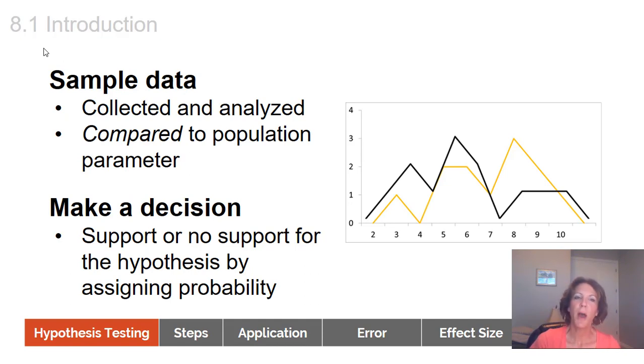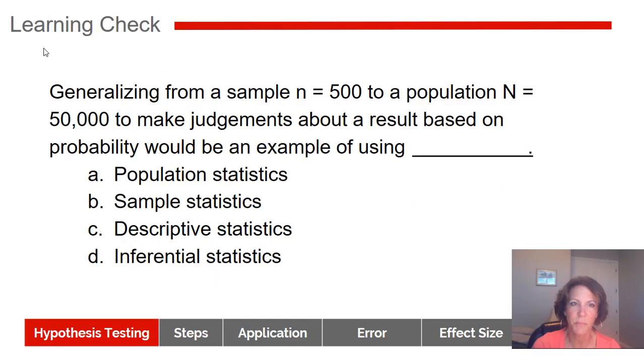So when we do hypothesis testing, we use sample data. We collect and analyze it, and we compare it to some population parameter, and then we make a decision whether we have support for the hypothesis we made or if we have no support for that hypothesis. And we do this by assigning probability, which we're going to talk more about.